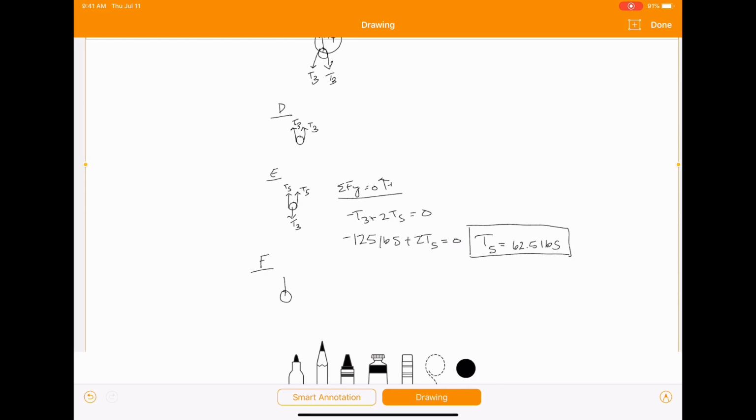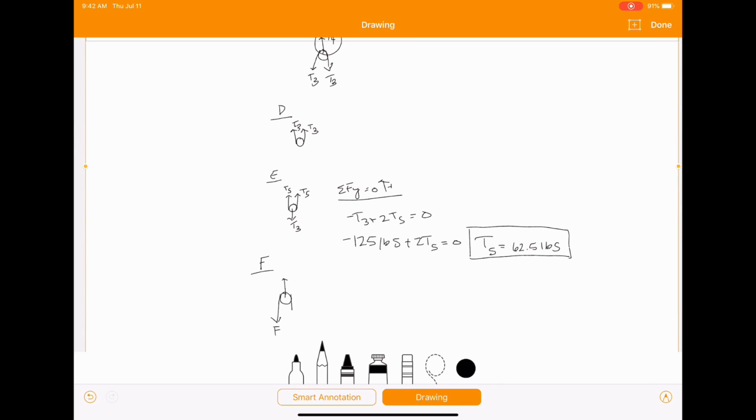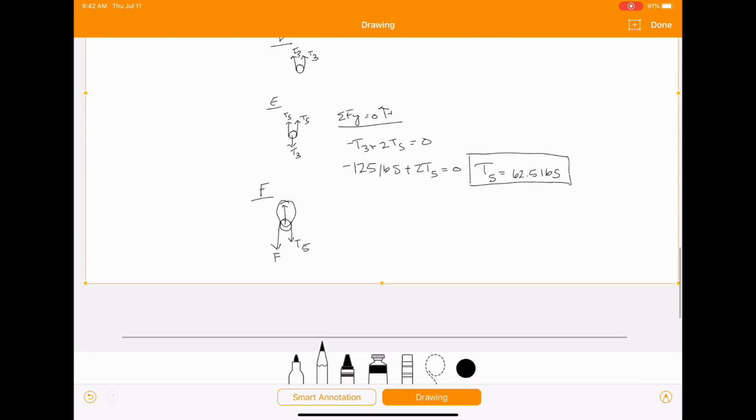And we've got some force holding that up to the ceiling. Our force F, which we're pulling down on it. And then over here, we've got our T5 force. Again, we're just being asked to find T5. So this force doesn't matter to us, but we know that the forces on either side of the pulley are going to be the same. So we know that F is going to equal T5. So therefore, F equals 62.5 pounds.